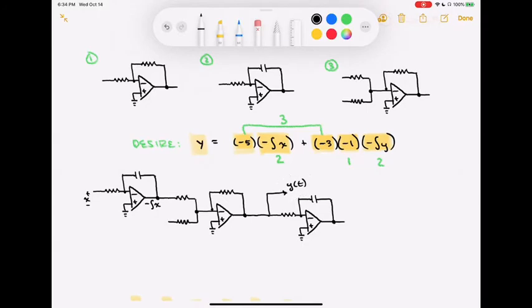Because the input here was y, what we know is going to come out of this last op amp that I just put in, as long as I get my resistor and capacitor values right, is minus integral y. So I'm going to go ahead and label that one as well. That minus integral y needs to go through a gain factor of -1.